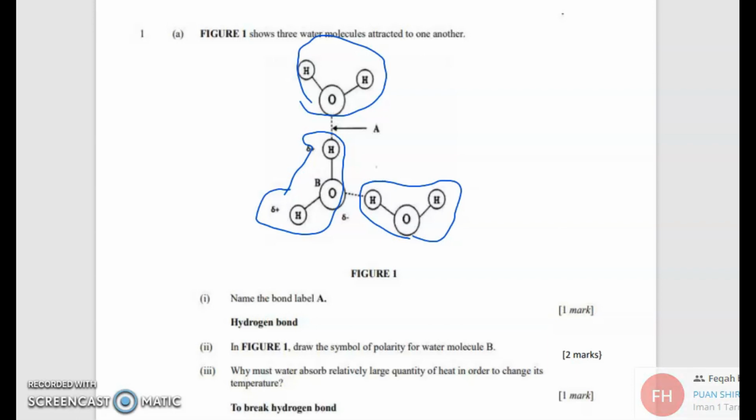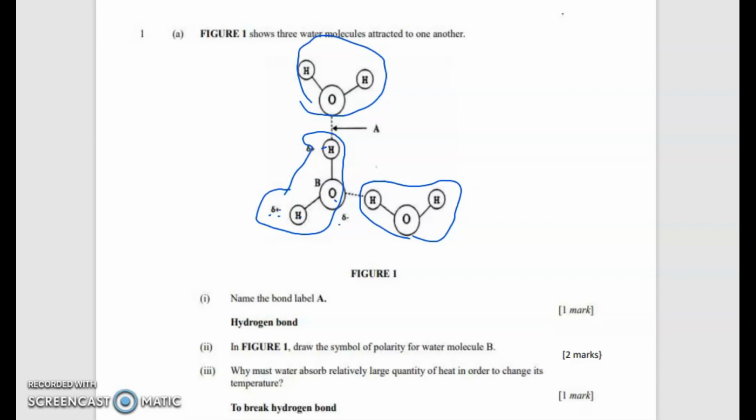And then for the second question, in Figure 1, draw the symbol of polarity for water molecule B. So for both hydrogen atoms it is partially positive, and for the oxygen atom it is partially negative. So 2 marks here: partial positive sign for hydrogen, 1 mark, and partial negative sign for oxygen, 1 mark.